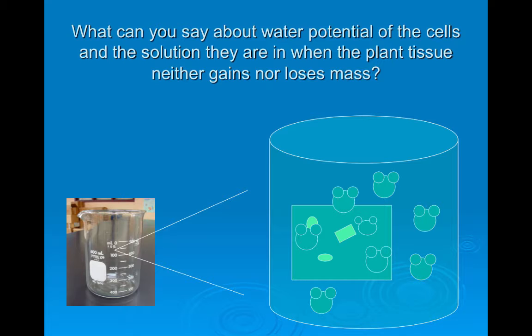You will likely need additional scaffolding for most students from the next few slides. Lead them to the idea that when the plant tissue is neither gaining nor losing mass, the water potential of the cells in the tissue is equal to the water potential of the solution in the beaker. And then show them mathematically what that relationship looks like.